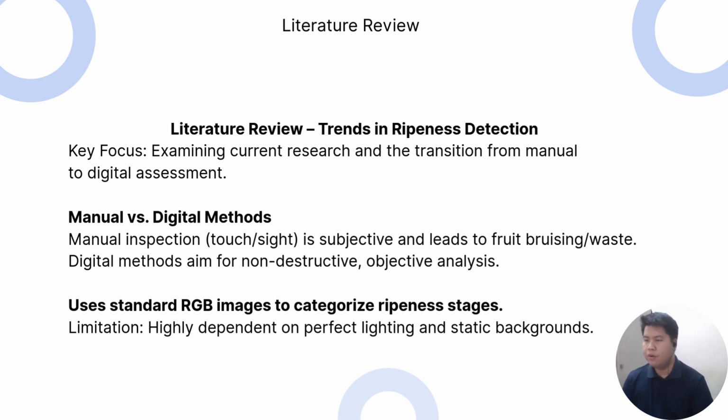For the literature review, the key focus is examining current research and the transition from manual to digital assessment. So we can see here manual versus digital methods. Manual inspection consists of touching and looking by eye. It is subjective and leads to fruit bruising and waste, while digital methods aim for non-destructive and objective analysis based on the color and texture of the fruit. Existing approaches use standard RGB images to categorize ripeness stages, with the limitation of being highly dependent on perfect lighting and a static background.